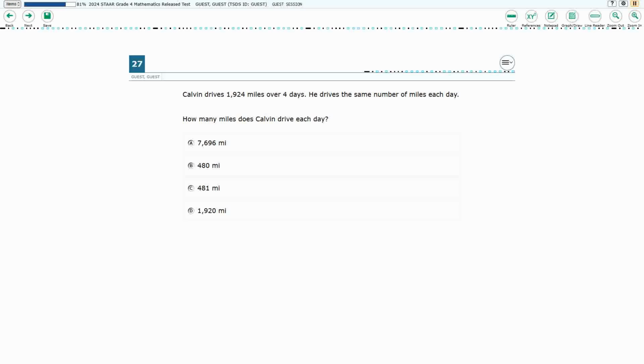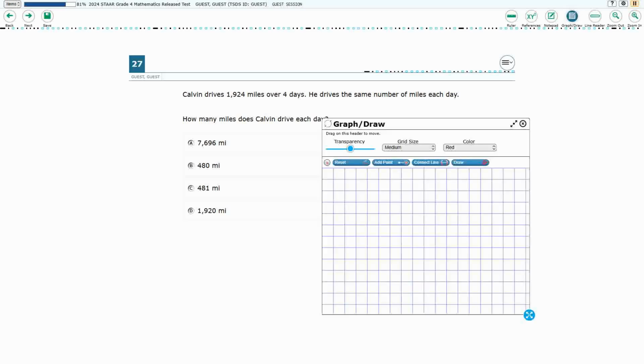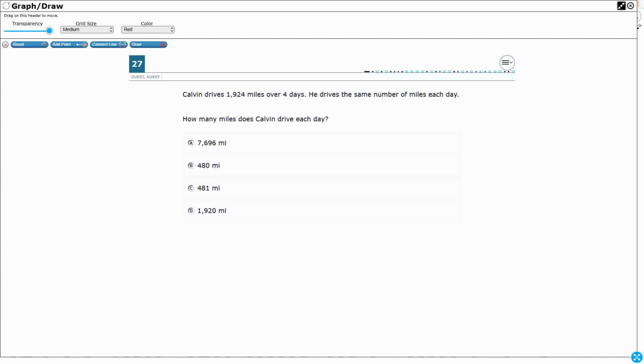For number 27, we are looking at long division. This is standard 4.4F. And we've got this very simple problem here. Calvin is driving 1,924 miles over 4 days. He drives the same number of miles each day. So this is our clue here that we're dealing with equal groups. And when we are dealing with equal groups, we are either going to be multiplying or dividing. If we simply have those two sentences and then the question, how many miles does he drive each day?